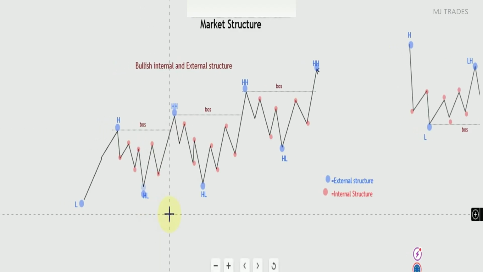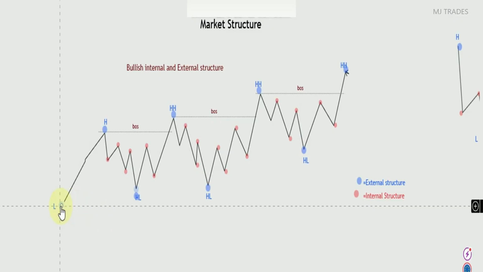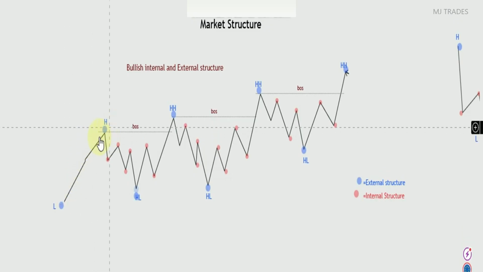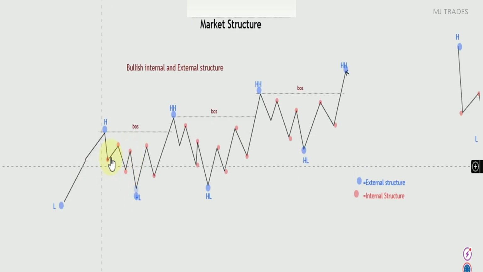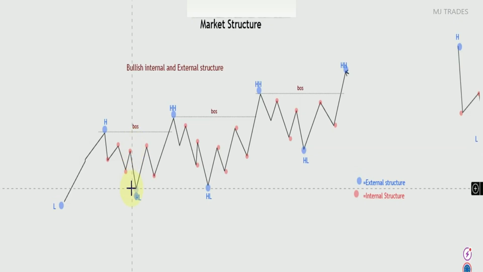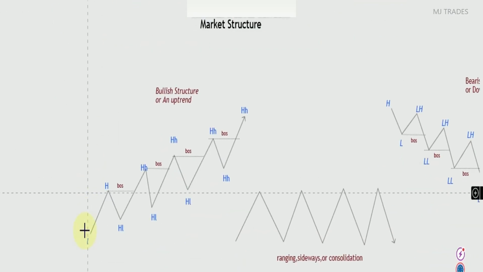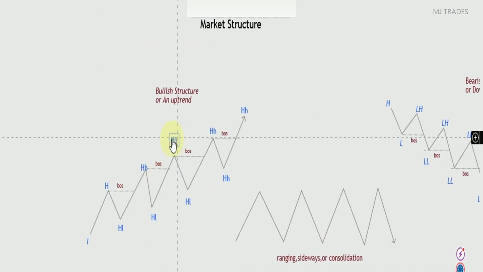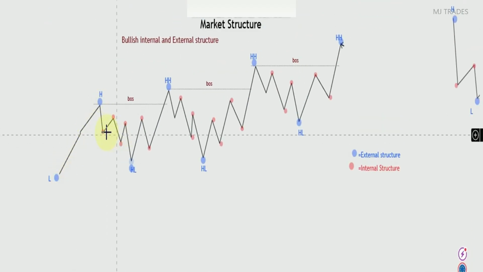Now, talking about internal and external, this is the external. When we talk about external, it means something that is outside, and internal means something that is inside. So this is the main chart, the main structure of the market. All these little pullbacks you're seeing here are the internal structures of the market. Like I said, the market is not just going to go in a straight line like this. No, the market is going to be exactly like this.